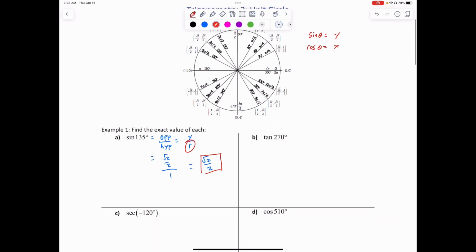The tangent of 270 degrees. 270 degrees is down here. We know tangent of 270 degrees is equal to the y value over the x value. In this problem, the y value is -1. The x value is 0. And oh, look at that, we're dividing by 0. Well, what happens when you divide by 0? You can't. Dividing by 0 is not a defined operation, so we're just going to say that this particular trig value is undefined.